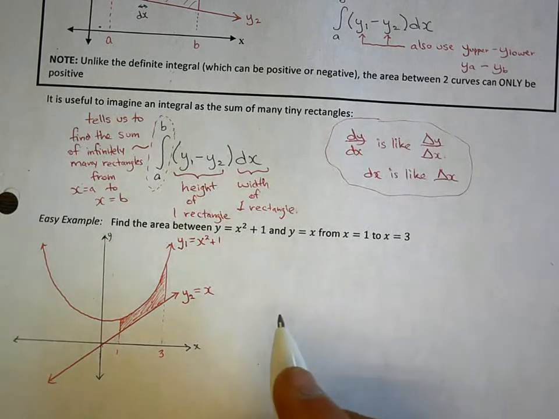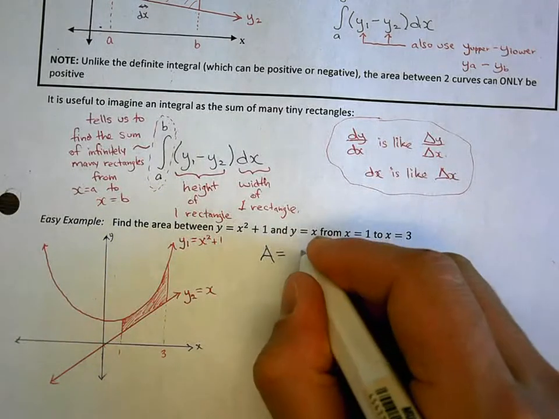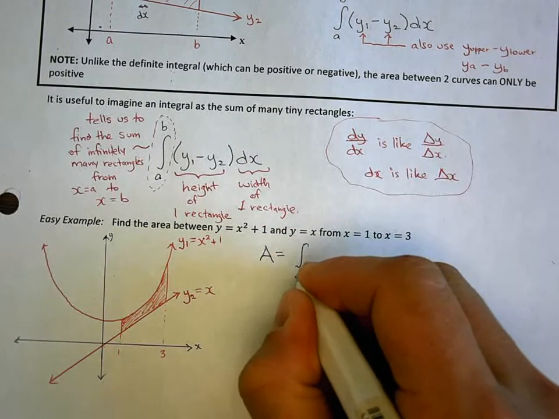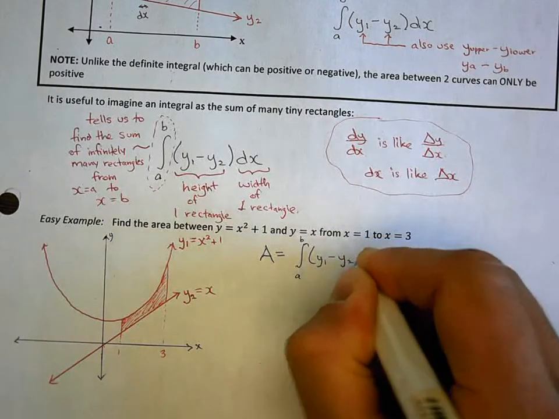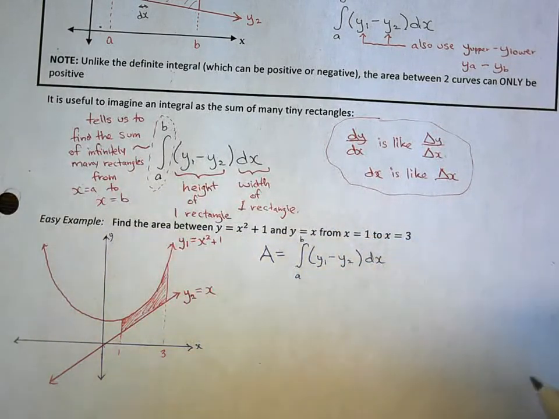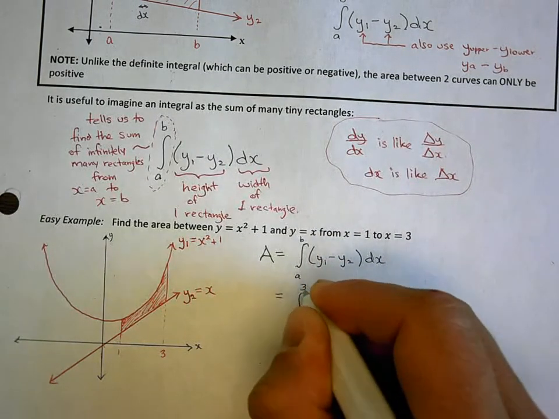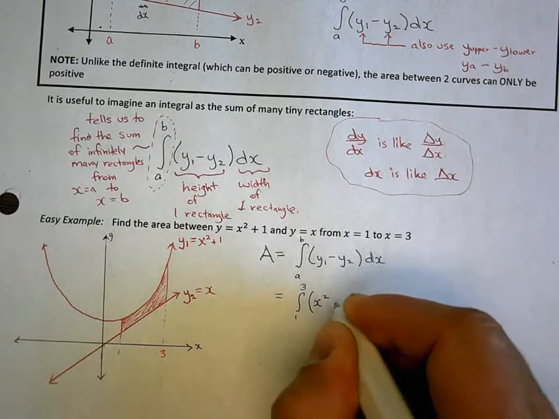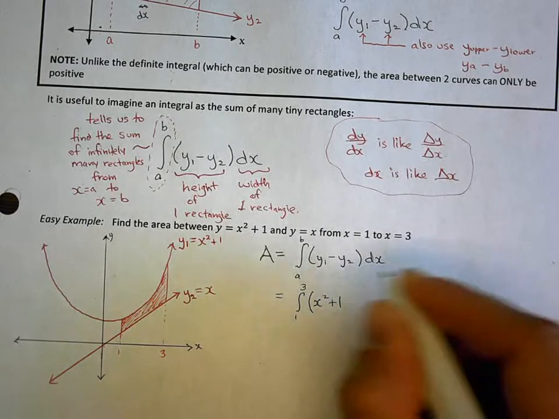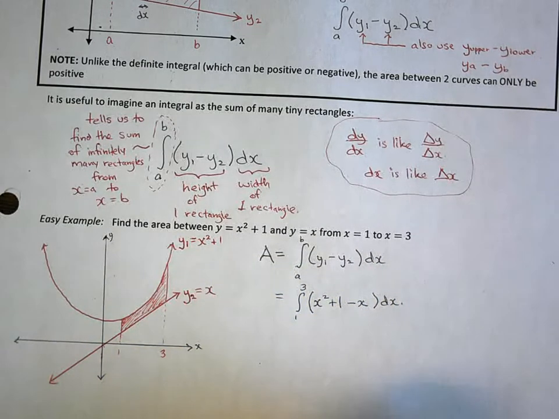So now I just have to very carefully write my integral. The bounded area here between these two curves is the integral, let's write out the formula, from a to b, y upper minus y lower dx. Okay, let's sub in our values. So that's from 1 to 3. y1 is x squared plus 1. Subtract y2, which is just subtract x, dx. And now I am ready.